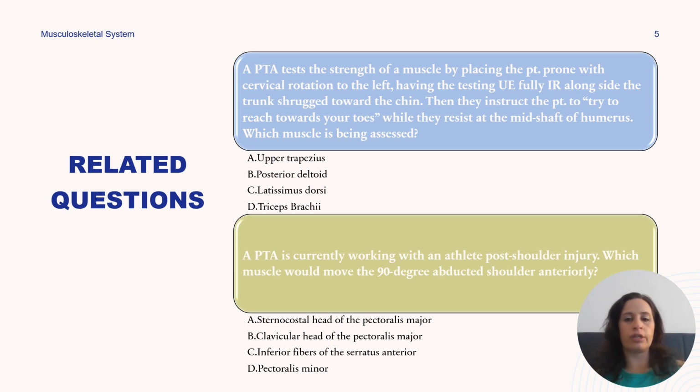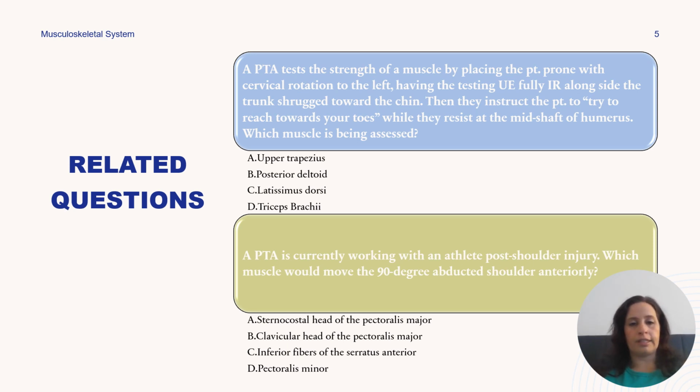Then they instruct the patient to try to reach towards the leg. So the shoulder, let me show it on the side, the shoulder is up, but you're asking them basically to go down, right? While the PTA resists in the mid shaft of the humerus. What muscle is being assessed? So options are upper traps.